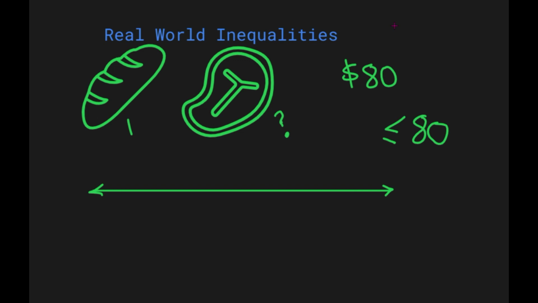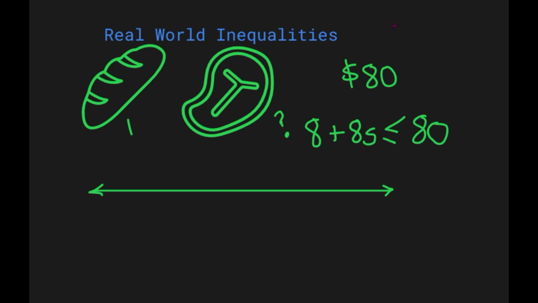I go to the store and I find out the biggest loaf of bread that they have is a giant loaf of bread and it's $8. I go over to the steak section and, oh, lucky day. They're not selling by the pound. They're selling by the each. And each T-bone steak is $8.